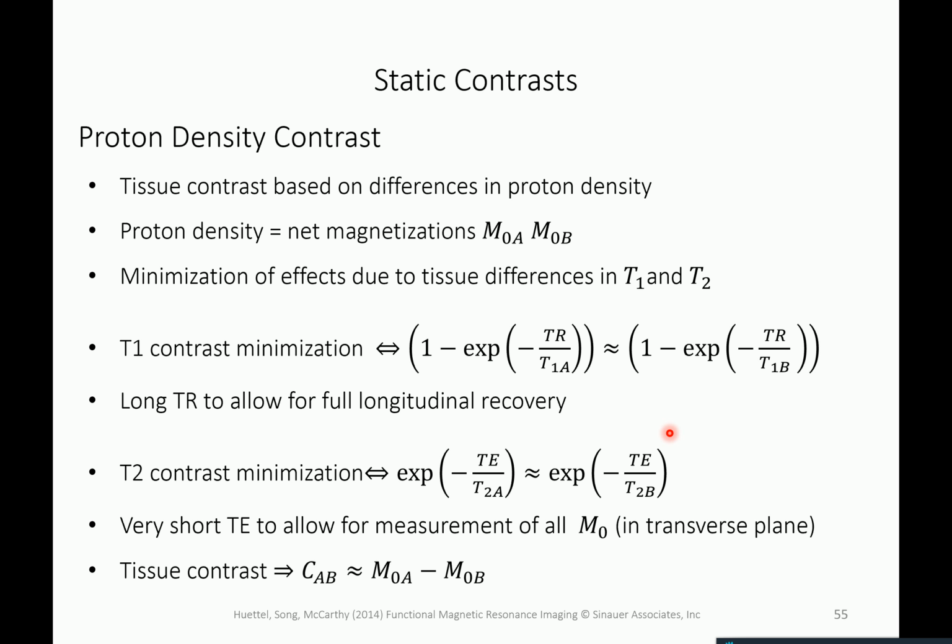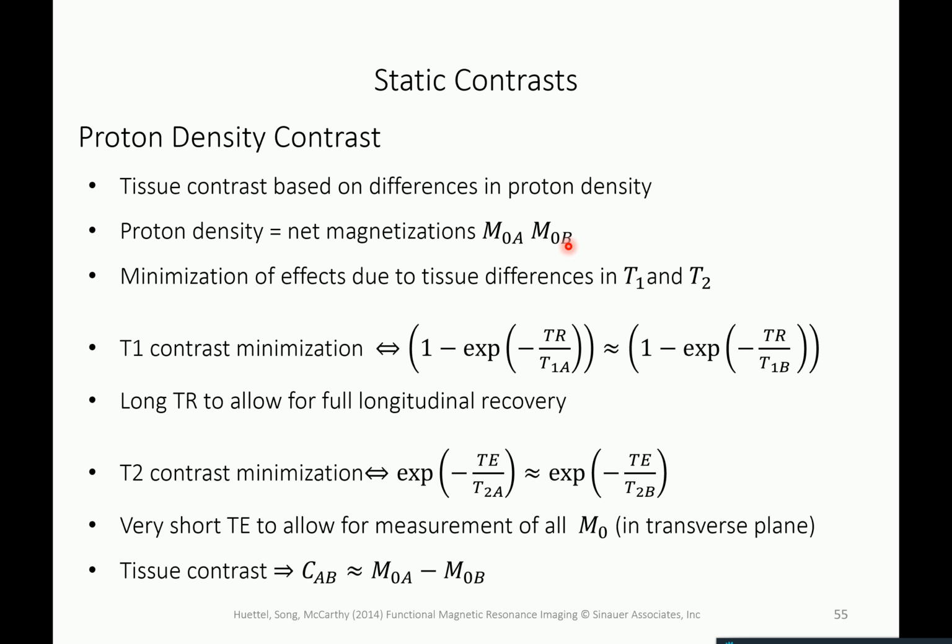So now we're looking at 3 contrasts. And the first contrast that we are looking at is what's called proton density contrast, which refers to the difference in proton density. And proton density, you should think about essentially just the net magnetization M0A and M0B, which was missing from this other slide.